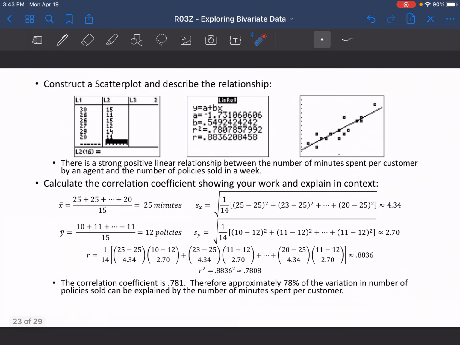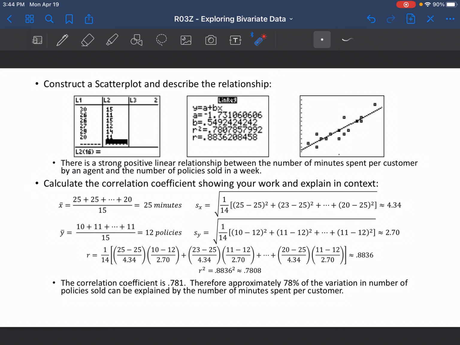So let's say that we're asked to construct a scatter plot and describe the relationship. If we input all of this data into stat edit and then construct a scatter plot, we'll note that it has a positive association that's fairly strong. Okay, so there's a strong positive linear relationship between the number of minutes spent per customer by an agent and the number of policies sold in a week. That makes the most sense, in all honesty.